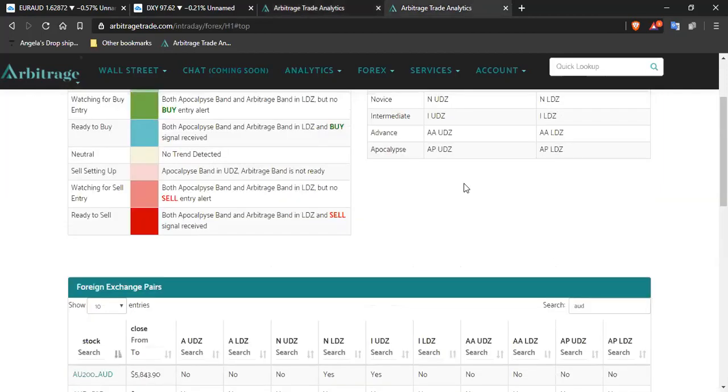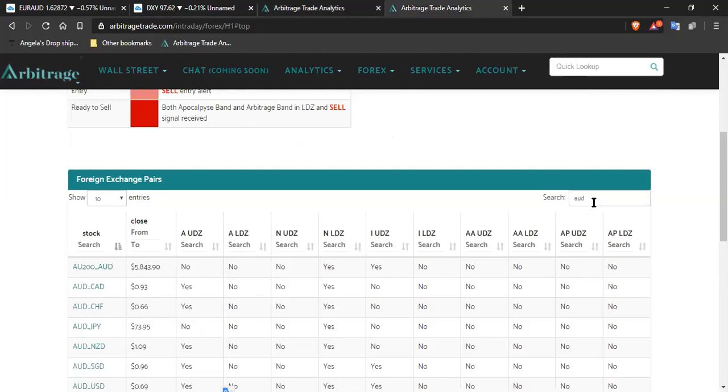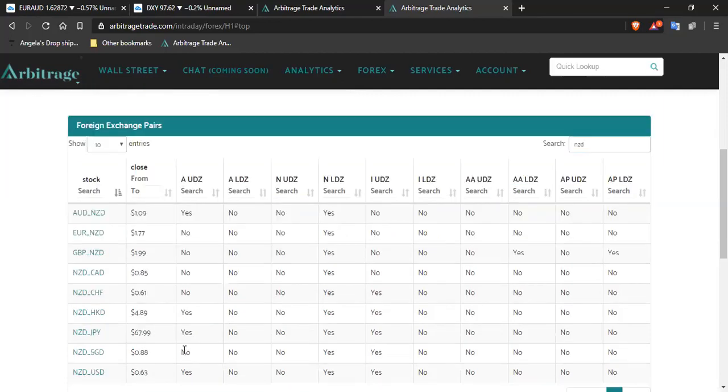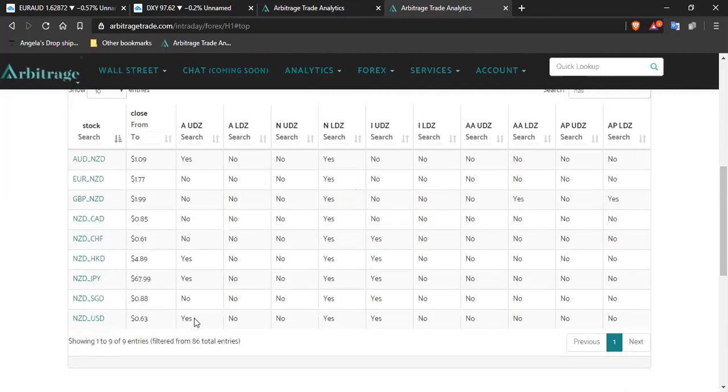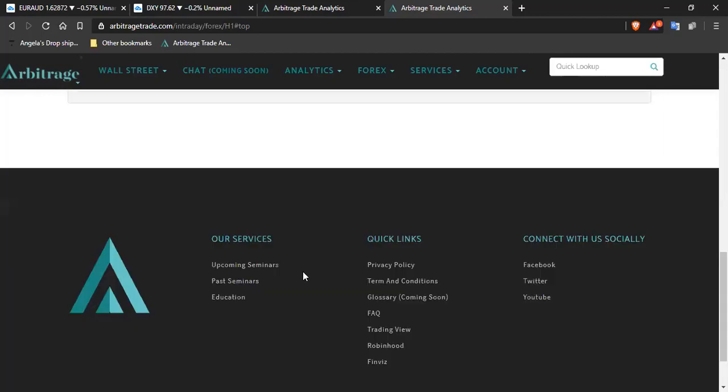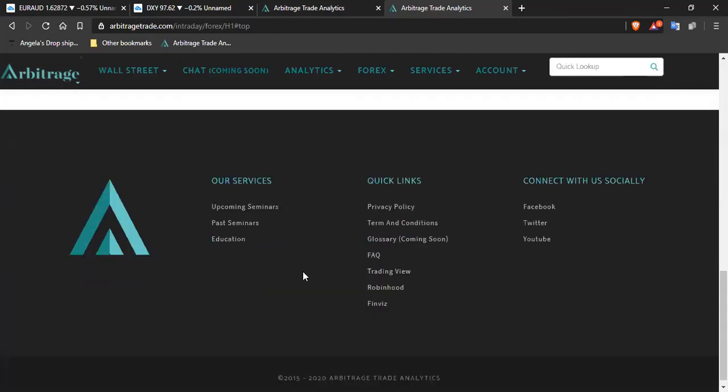So let's go to the 1 hour. Same thing, NZD. AUD NZD looks like it's the only one. NZD, I don't trade these, so I'm not even going to look at those. Oh, NZD USD looks like it's at the upper danger zone on the hourly, so we'll take a look at that. That might actually have some confluence as to what I want to trade.